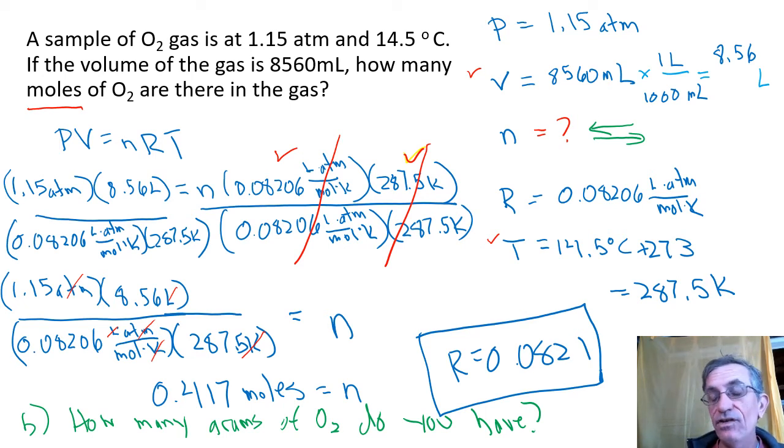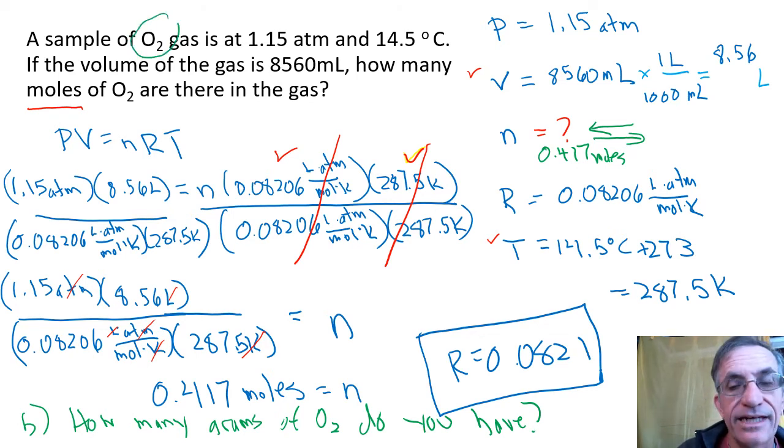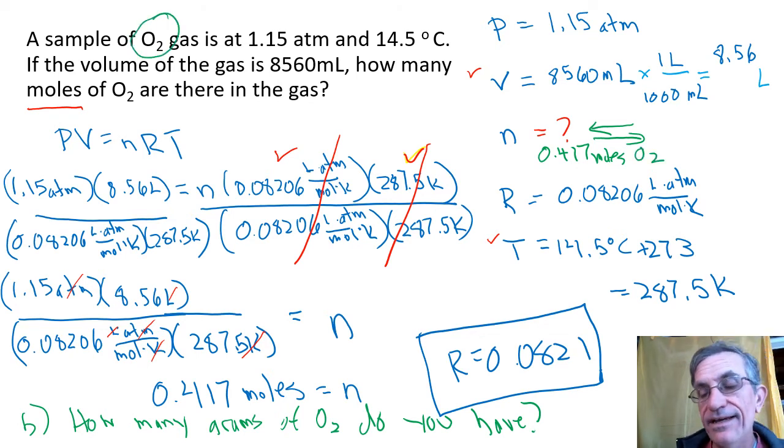So if you just figured out that you have 0.417 moles of oxygen, you could figure out the weight of that oxygen. Now to do that, you have to go back in your memory: moles to grams. So if that was part B of this question, I have 0.417 moles of oxygen.